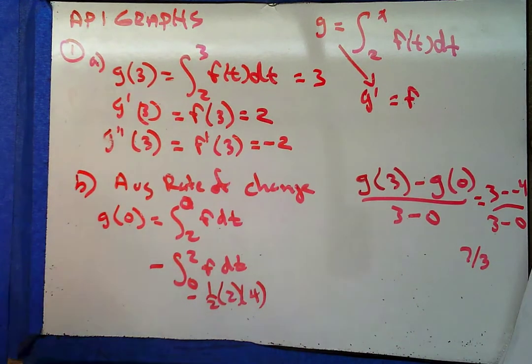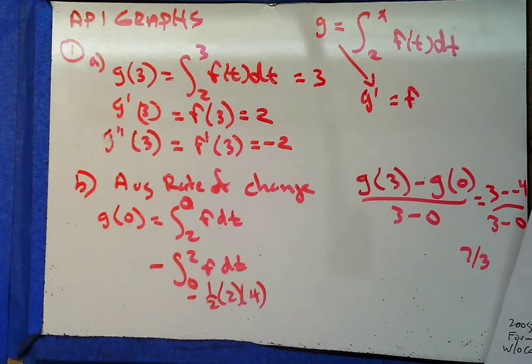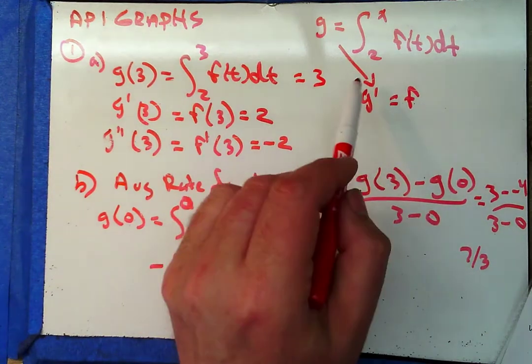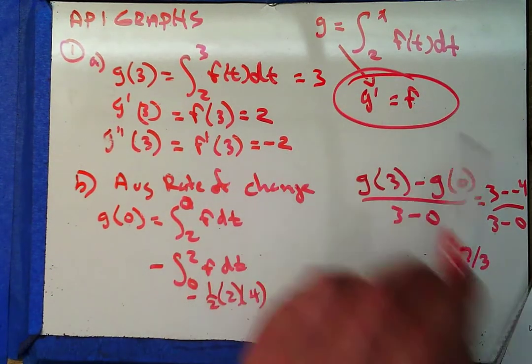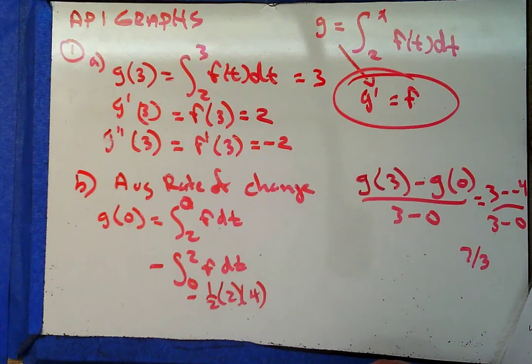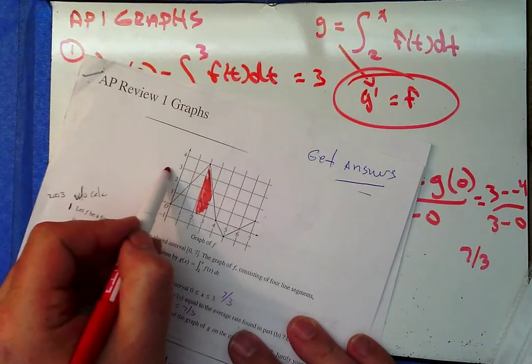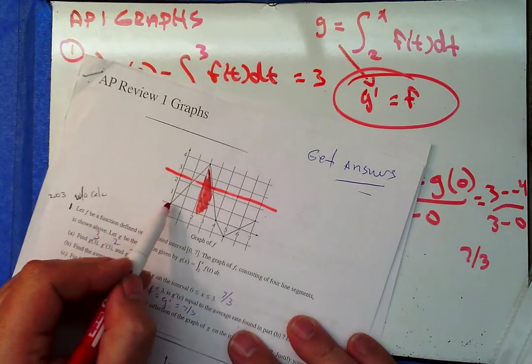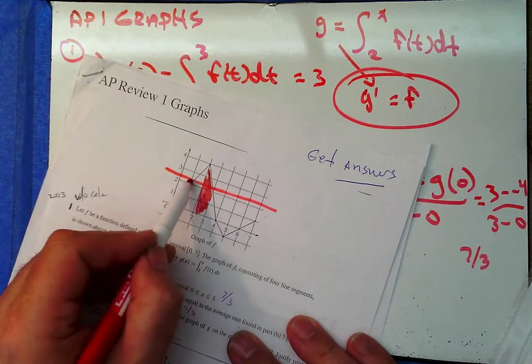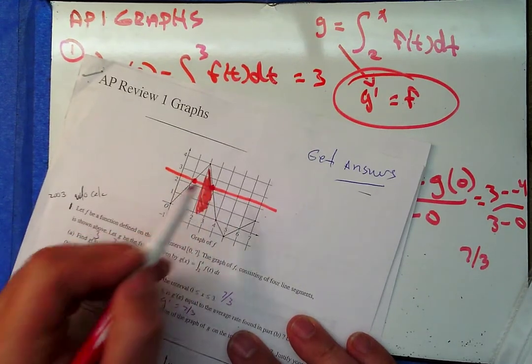Okay, so if that's my average rate of change, then part C says for how many values of c on 0 to 3, so we're not looking at the endpoints, is g prime of c equal to that. g prime of c, remember we said g prime of c was this graph of f. When is g prime equal to 7/3? How many times does that happen? Well, 7/3 is 2 and 1/3, and I see on 0 to 3, that happens once, twice.